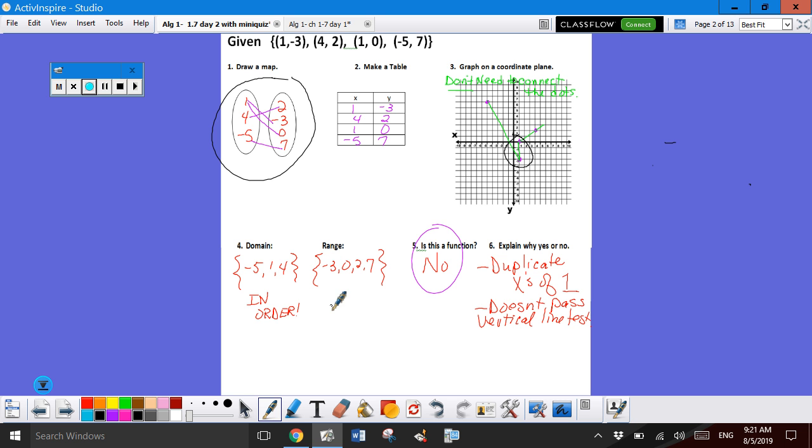Remember, order matters in domain and range. No duplication in the map. You can duplicate in the table, you can duplicate in the graph, but you cannot duplicate in the map, and you cannot duplicate in the domain and range. And question number 5 says, is this a function? No, it's not a function. You should have written something along the line of there's a duplicate x of 1, or there are 2 lines coming from the 1 in the map, or it doesn't pass the vertical line test. Something like that should have been stated.